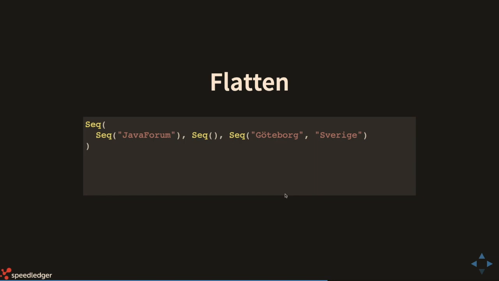And once again, it is quite common that you get into the place where you have lots of values and you want to get rid of those that aren't interesting for you. And if you have a sequence of a sequence or a list of a list, and you want to get rid of all the empty ones, you can use flatten. And in this case, we'll get back Java Forum, Göteborg, Sverige. And it removed all the empty sequences from it.